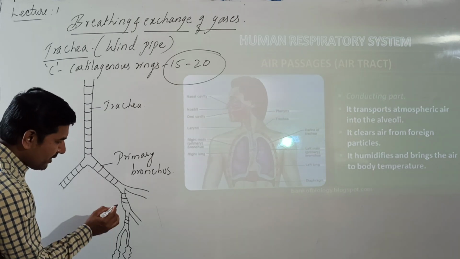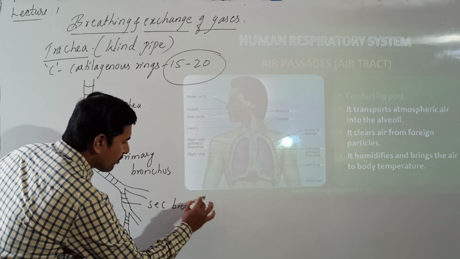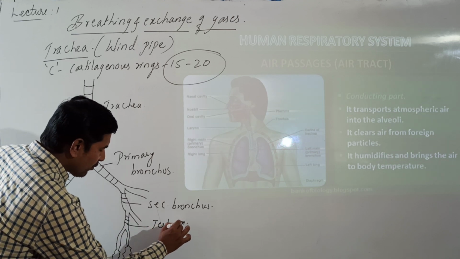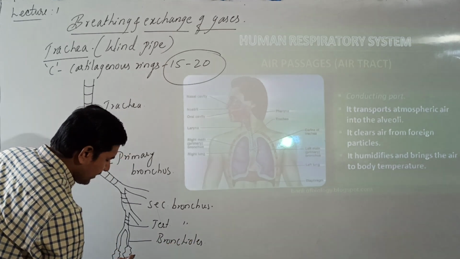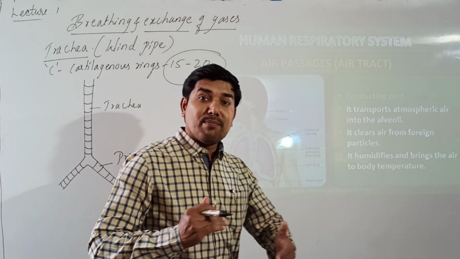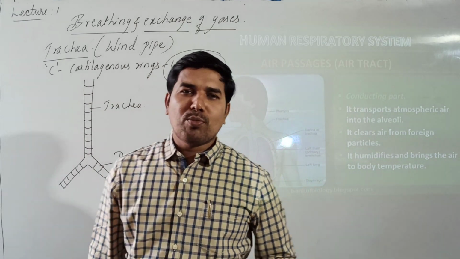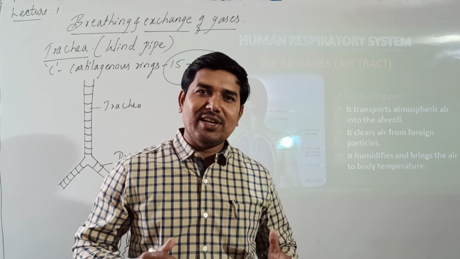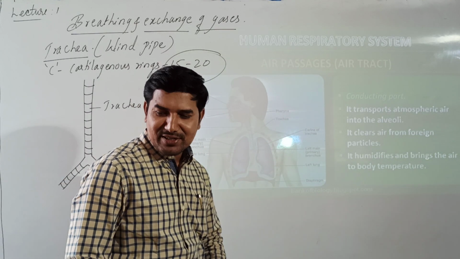Primary bronchus. This is a secondary bronchus. Then this is a tertiary bronchus. These are bronchioles. This is an alveolus. Okay, look at the branching. That means the trachea branches into 2 bronchi, left and right bronchi, and finally it enters into the lungs. Okay, so the last part of the respiratory system is regarding the lungs.